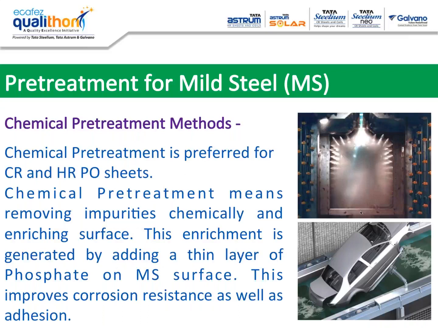Let's come to pre-treatment, that is the chemical method used to clean the mild steels or HRPO materials. HRPO is pickled and oiled. Chemical pretreatment is preferred for CR and HRPO sheets. Chemical pretreatment means first removing the impurities chemically and enriching the surface. This enrichment is generated by adding a thin layer of phosphate on the MS surface. This improves corrosion resistance as well as adhesion to the substrate.